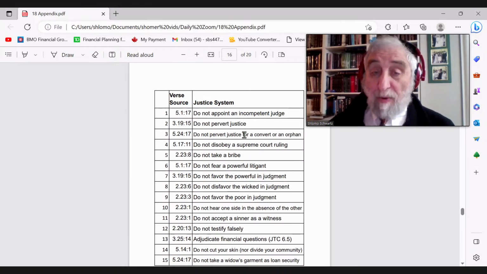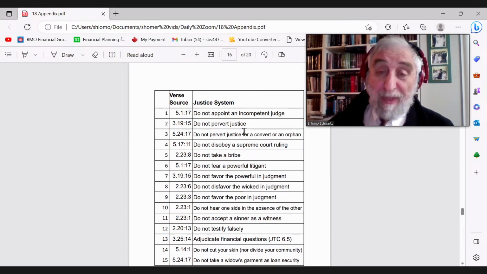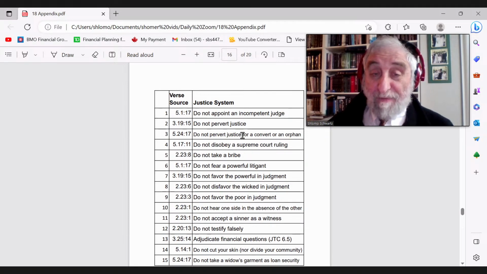So there's a special consideration there, although the same law would apply, where we'll see a little later more openly that you can't pervert it on their behalf either, because you feel bad for them. So even though they're really in the wrong, you're going to give a different verdict just to help them out. That also is forbidden. The next one is do not disobey a Supreme Court ruling.